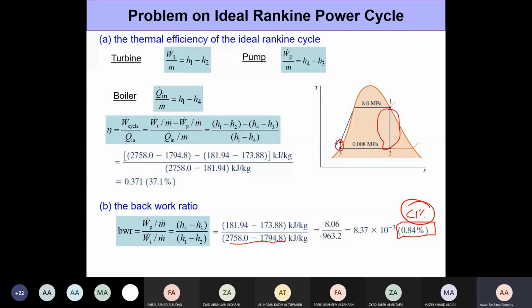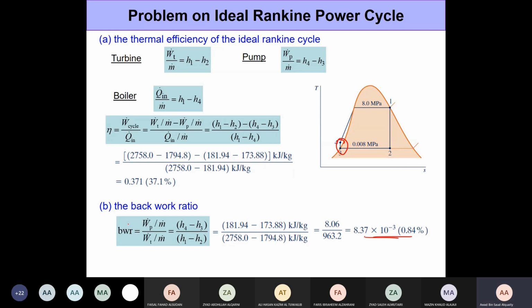Remember, this back work ratio of less than 1% is not always going to be the case for all cycles. When we go to the Brayton cycle, where you have to compress a gas, you will see that this ratio is about 40% or higher. So it varies from cycle to cycle, right? It depends on what you're doing with the working fluid. But whenever we consider a Rankine cycle, where you're compressing a liquid, this ratio is going to be pretty small, and this is one of the advantages of this sort of cycle.